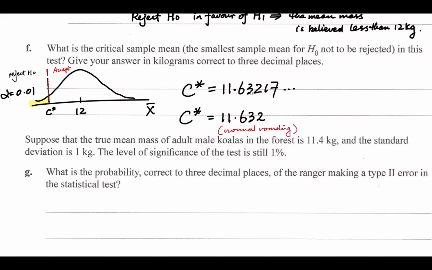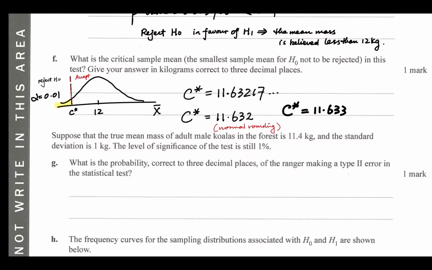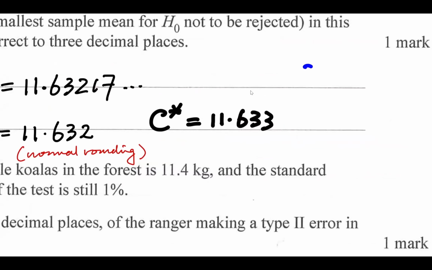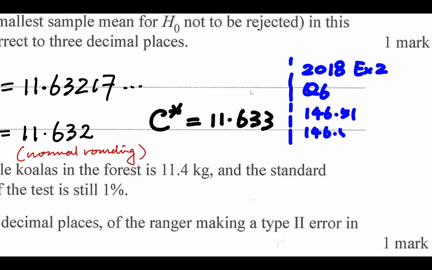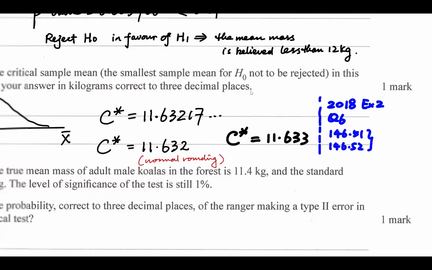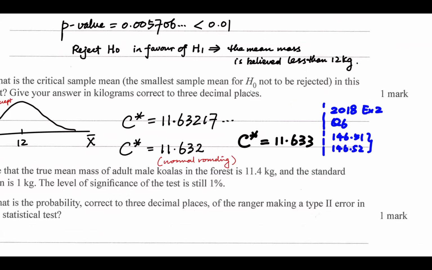I guess even if you wrote 11.633, that would have been accepted. I'm not entirely sure, but C star is 11.633. That's a valid interpretation of the question, because if you look at the VCAA exam report in 2018, exam 2, there was a similar question around this issue. I remember that was question 6, and it's also looking for some sort of smallest possible value for the sample mean such that it's not rejected. And I think back then it was 146.51 and 146.52. These two answers were both accepted according to the chief assessor's report. So I think the precedent case could have been applied here.